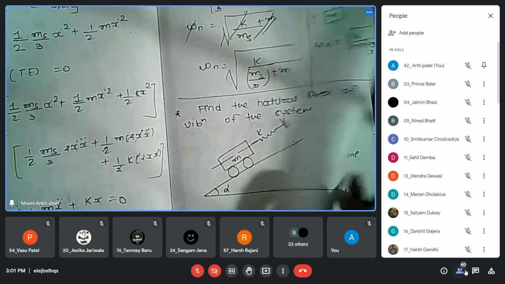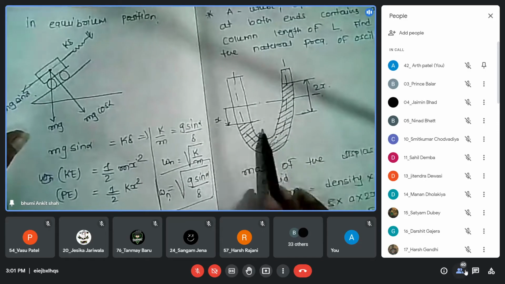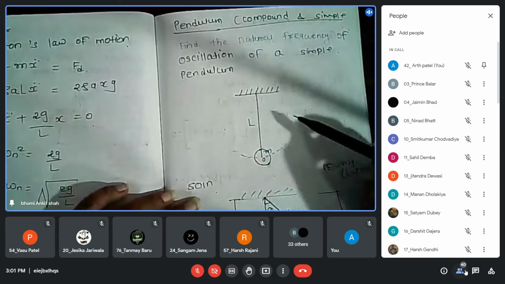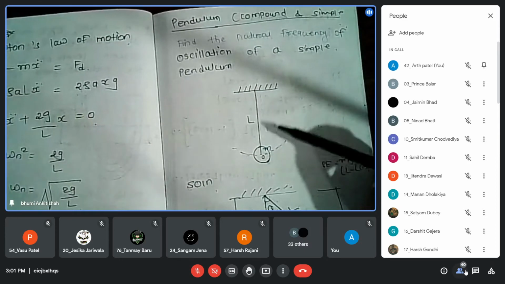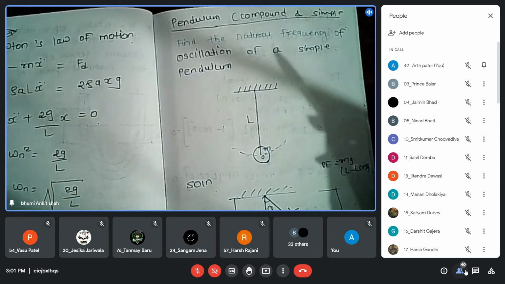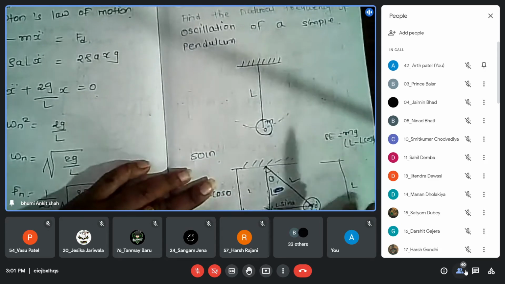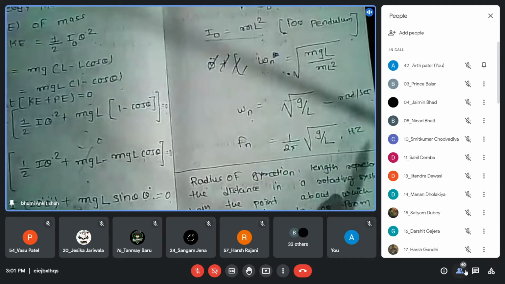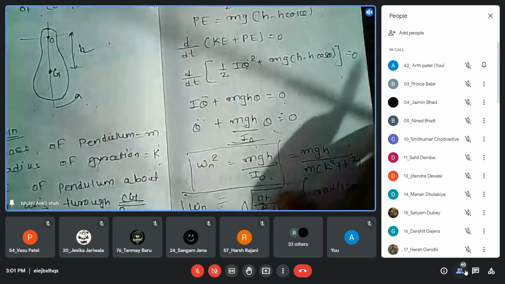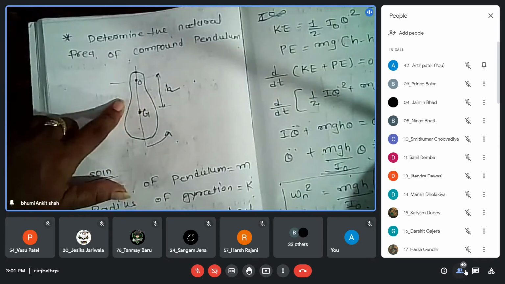Now this problem is still left. I will explain it at the end. Then we covered all the problems related to the pendulum, whether simple or compound. So this is a simple pendulum. What is the frequency of oscillation? Then we saw this compound pendulum, right?